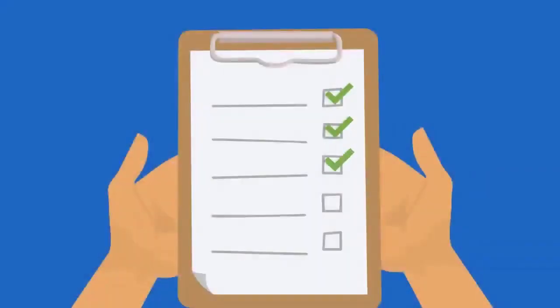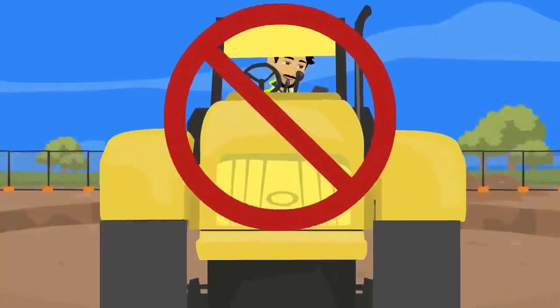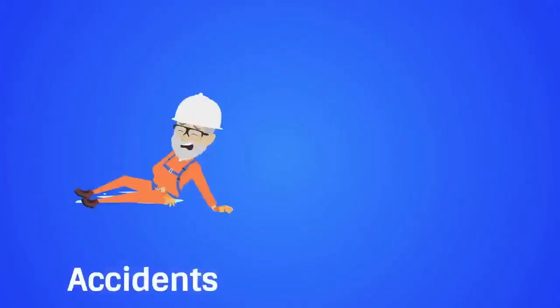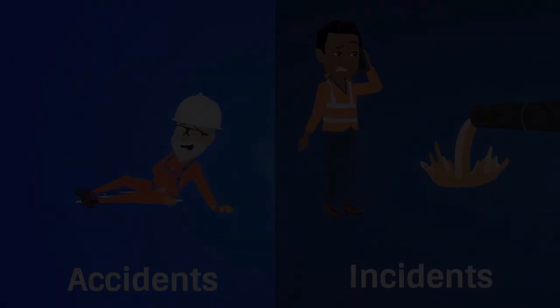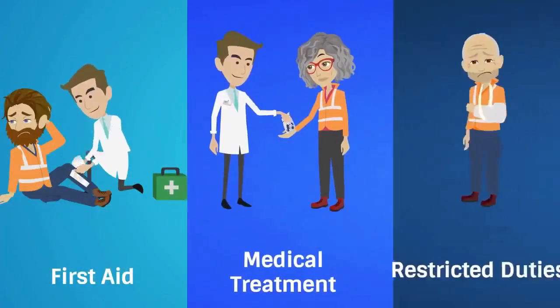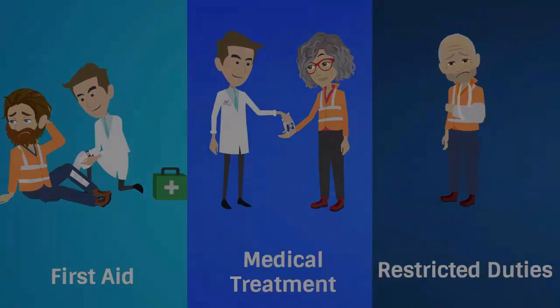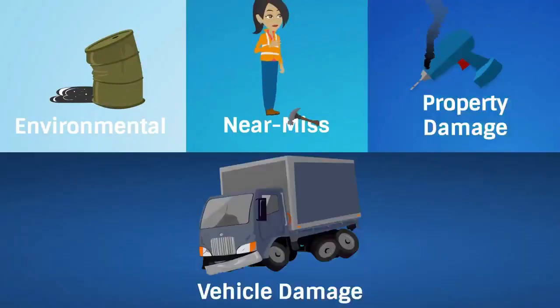To operate a vehicle, you must have a current and appropriate license. Vehicle records shall be correctly maintained. Never use a mobile phone while operating equipment. All accidents and incidents must be reported to your supervisor. This includes all injuries requiring first aid, medical treatment, or restricted duties. Also, report all environmental, near-miss events, property damage, and vehicle damage.